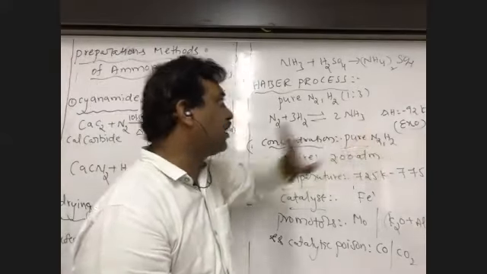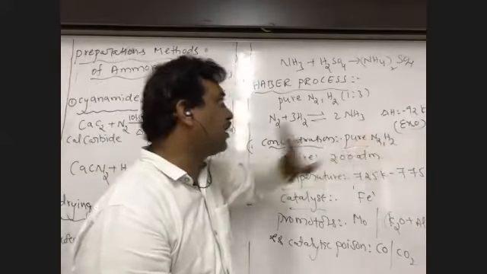Why is the optimum temperature used in the process? At low temperature, the rate of reaction is very slow. The rate of reaction can be increased by increasing the temperature. Due to this reason, in this process we have to apply the optimum temperature.